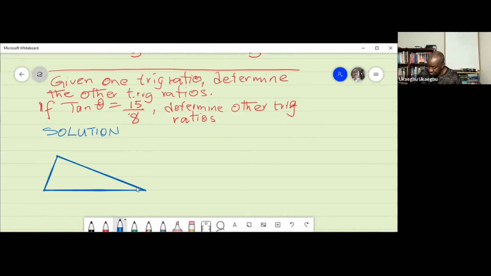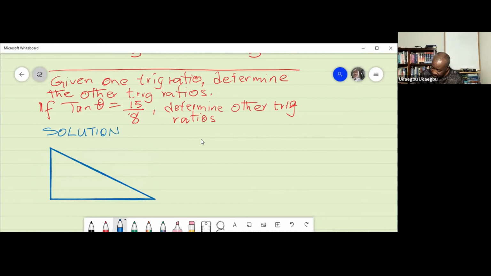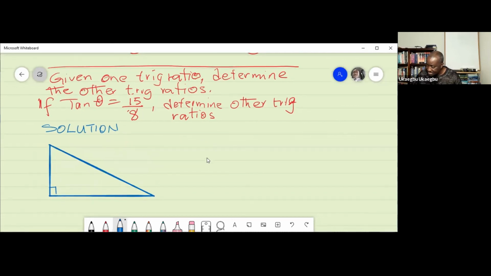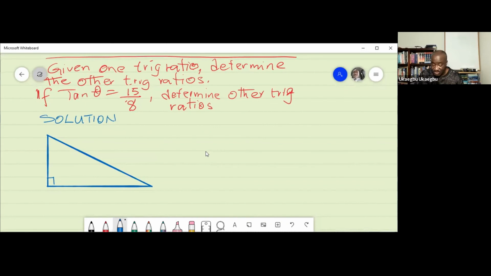My writing on electronic paper is very sensitive. It's not giving me the shape I want. Okay, so this is a right triangle and it says that tangent of theta is 15/8. Select one of the angles, you can select this, and this is your theta. Remember that tangent is from your SOHCAHTOA. From SOHCAHTOA, tangent is opposite over adjacent. So the opposite is 15, adjacent is 8.